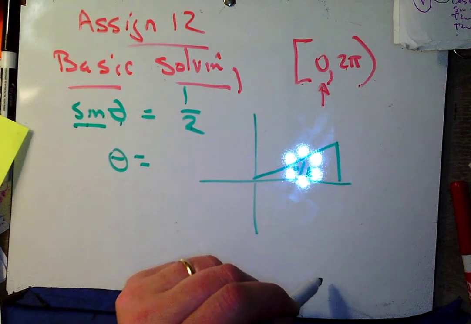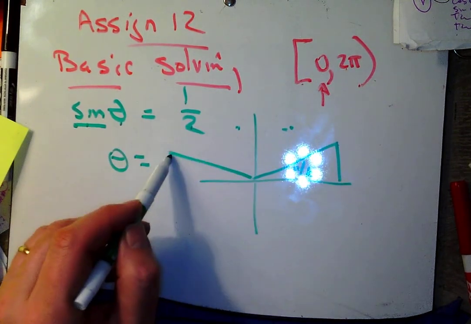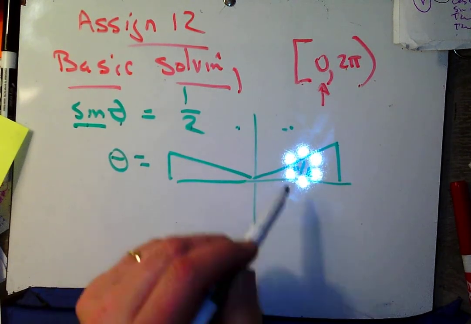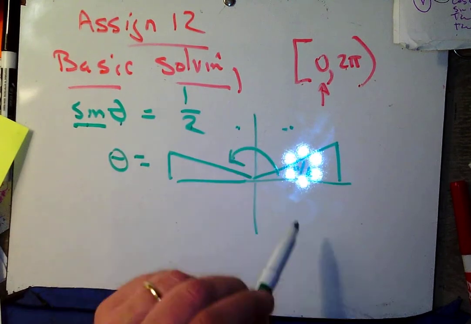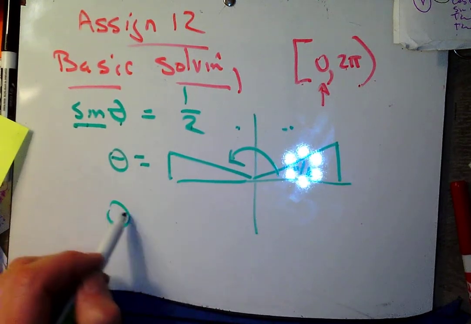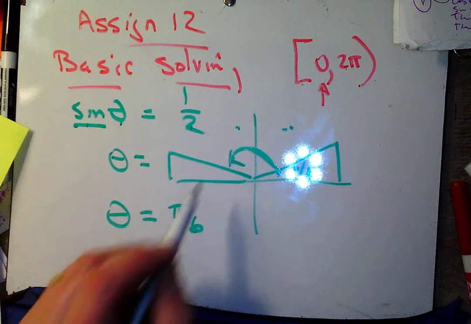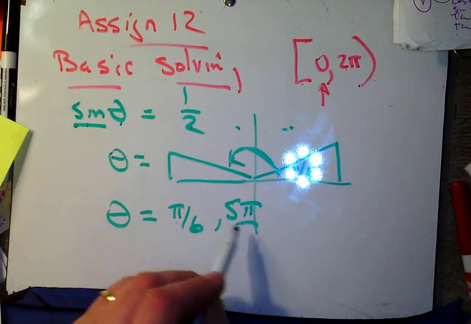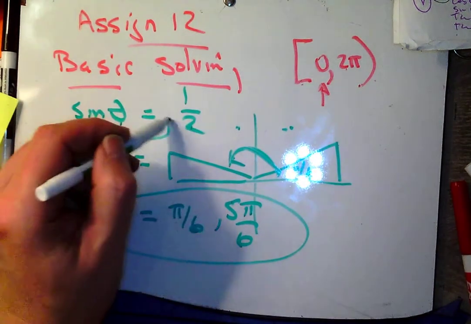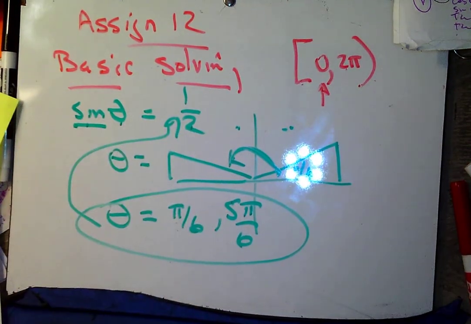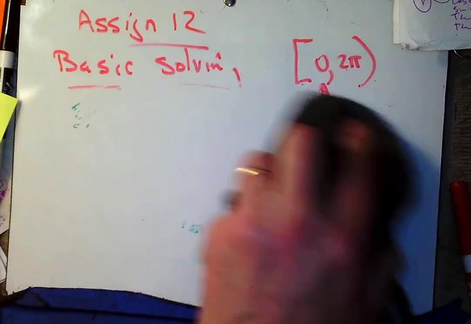Where's the other one? That's right, sine is positive in these quadrants, so there must be one over here. What angle is this angle? Well, we know that not only is theta pi over 6 for this one, but theta is 5 pi over 6. These are the two places on the unit circle where the y value would be 1/2. In general, I expect two solutions here.